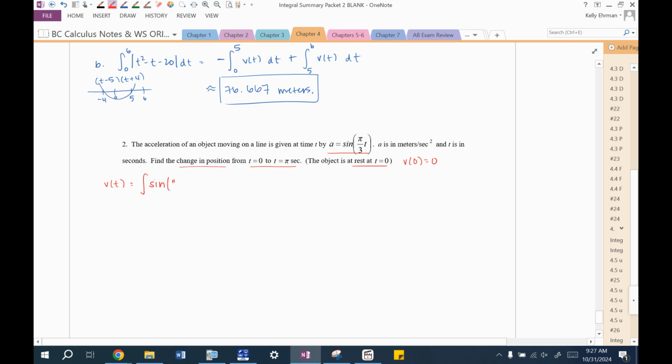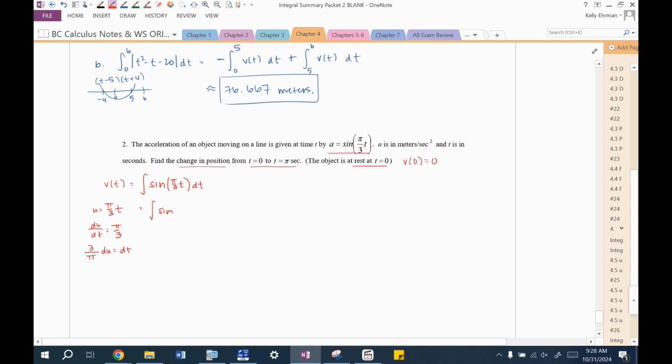Now, this acceleration function has an angle other than just t, so we need a little bit of u sub happening here. U is going to be pi over 3t. Du dt is going to be pi over 3. Remember, you can always solve this for dt. So that would be 3 over pi times du is equal to dt.